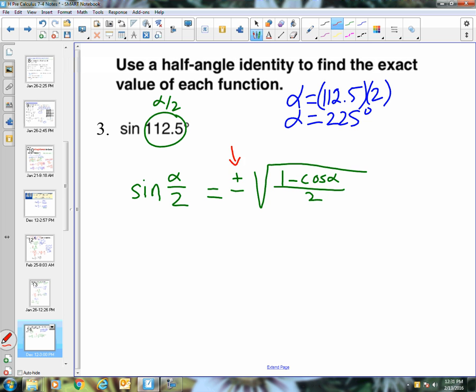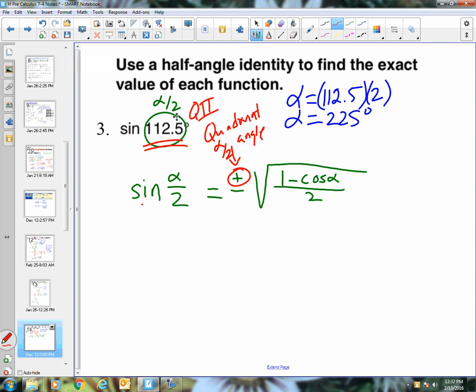First of all, the plus or minus comes from the quadrant that the alpha over 2 angle is in. So when I look at this alpha over 2 angle, it's the original. It's what you're trying to find the answer for. 112.5 is in quadrant 2. So that means in quadrant 2, cosine values would be negative. So if I was trying to find the cosine of alpha over 2, I'd have to pick the negative. But it's sine of 112.5 in quadrant 2, so that means I'm going to be selecting positive.